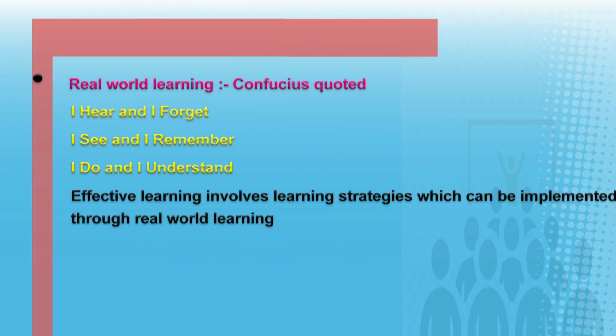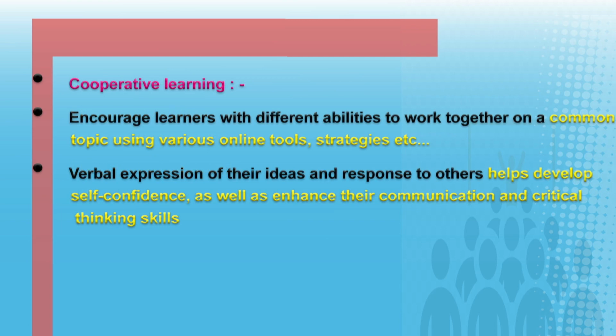He said that I hear and I forget, I see and I remember, I do and I understand. Effective learning involves learning strategies which can be implemented through real world learning. Make your students practice, do not make them theoretical geniuses, but practical fools. Cooperative learning: encourage learners with different abilities to work together on a common topic using various online tools, strategies, etc.